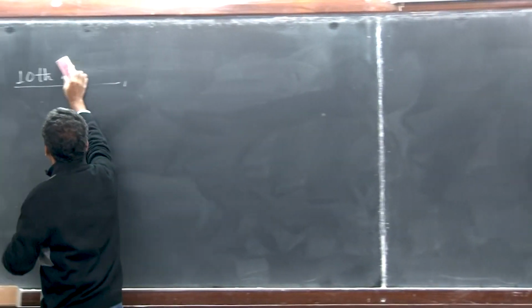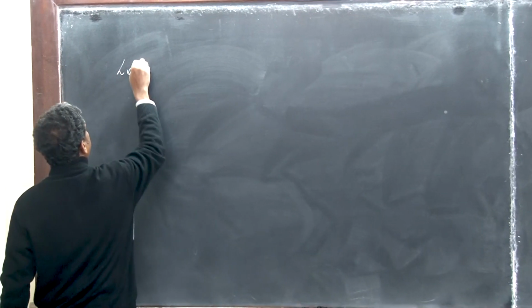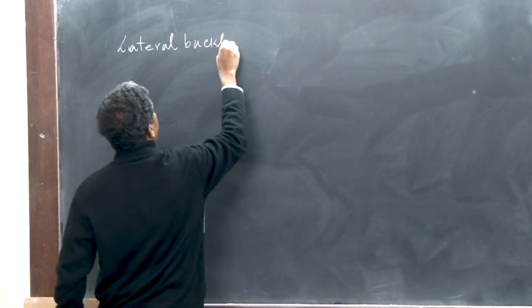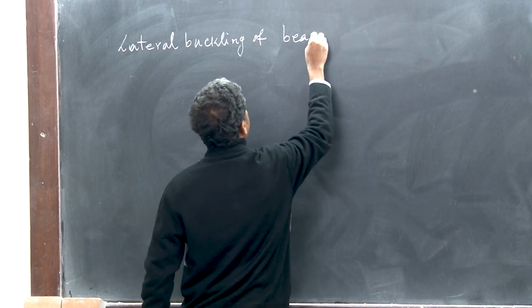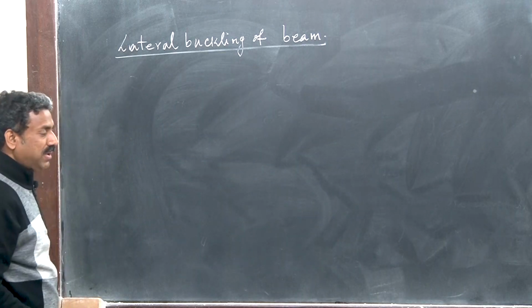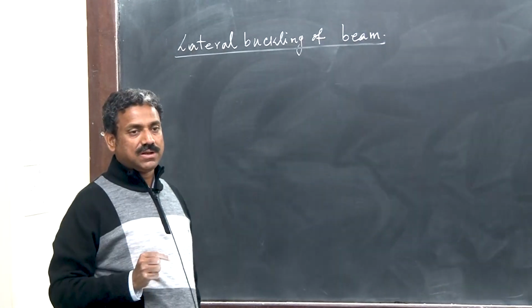So now, what are we going to consider next? We are going to consider lateral buckling of beam. We have just concluded torsional flexural buckling of column.